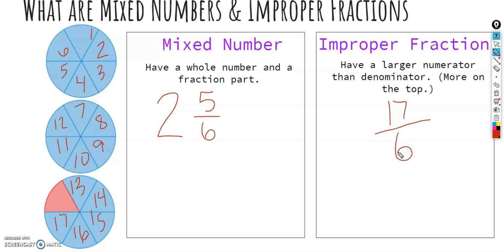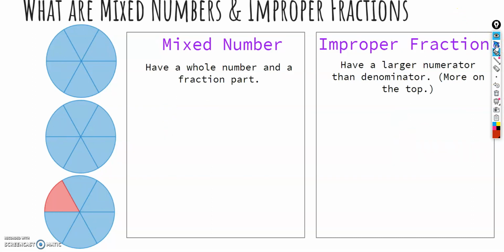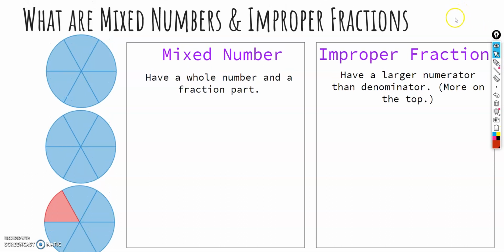Now, which one makes more sense to you? The mixed number, where it has a whole number and a fraction part, so it's a mix, or the improper fraction? We say improper because im means not. It's not the proper way we do it. We normally don't have too much on the top. I think the mixed number makes more sense to me, but there are times that we'll have to use improper fractions as we work as well. Okay. So let's continue on.